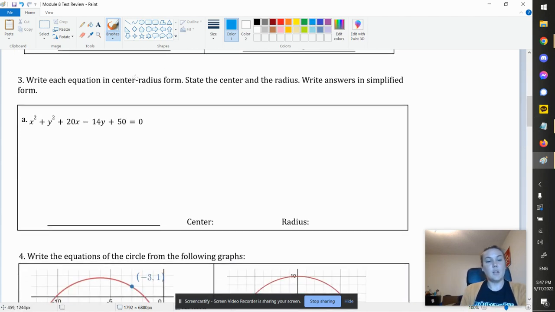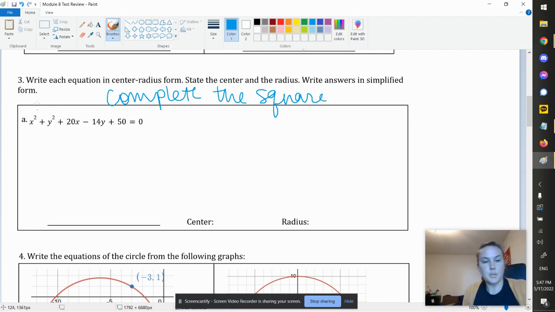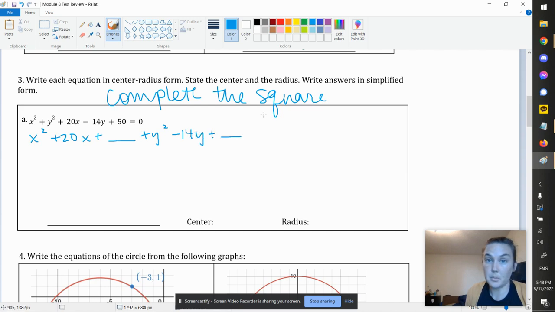For number 3, write each equation in center radius form. State the center and the radius. Write answers in simplified form. This is when we complete the square. Right? We want to first put all the x stuff next to each other and put a big blank. Put all the y stuff next to each other and put a big blank. And then move this plus 50 to the other side. Make it a minus 50.